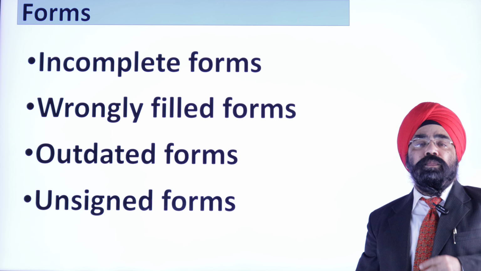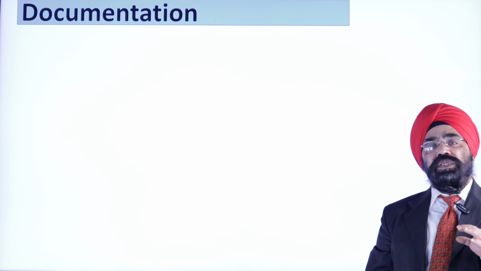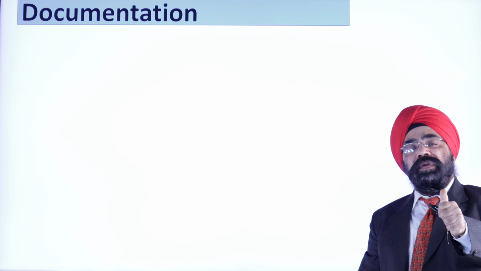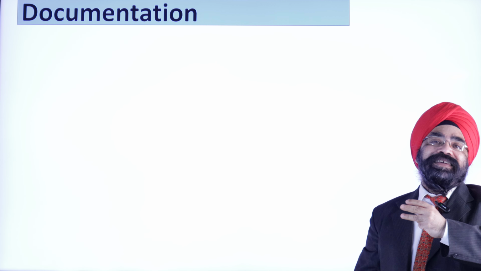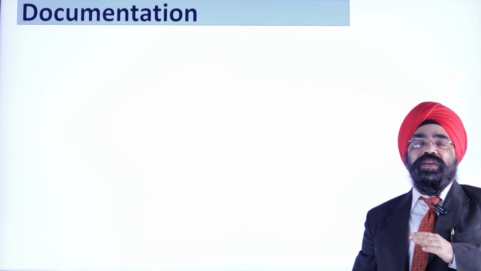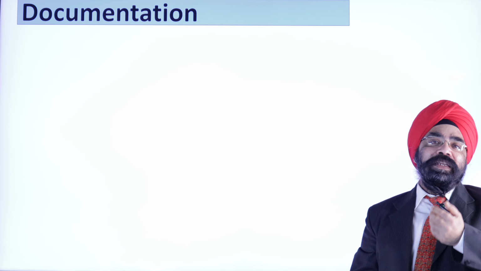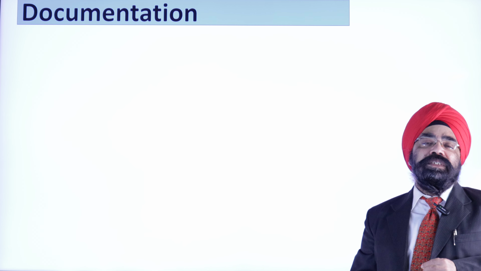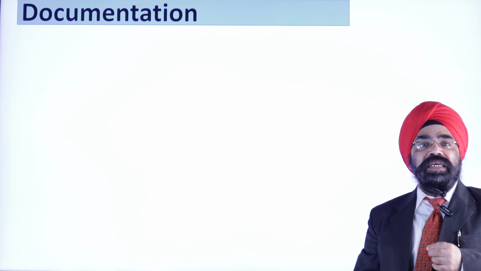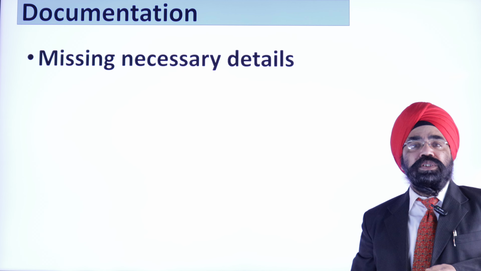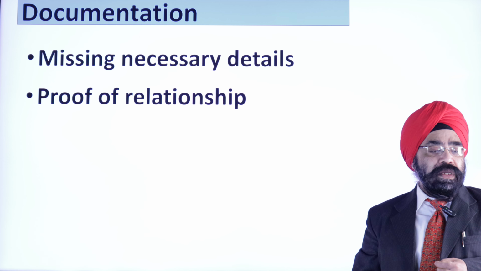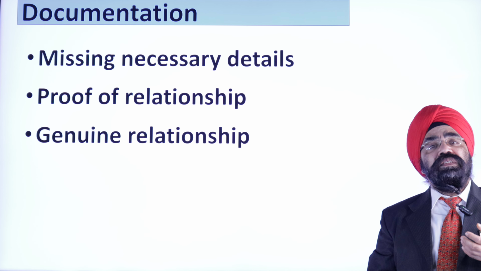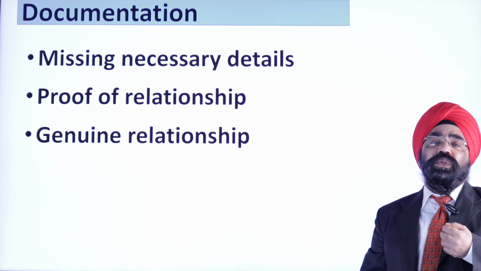Moving on to point number two, which is documentation. So in immigration, the golden rule of thumb is documentation, documentation, documentation. Yes, that is the rule. But documentation is something which is always missing. So the necessary detail is missing, proof of relationship is missing, genuineness of the relationship is not shown, and the wedding invitations and the photos are not shown.